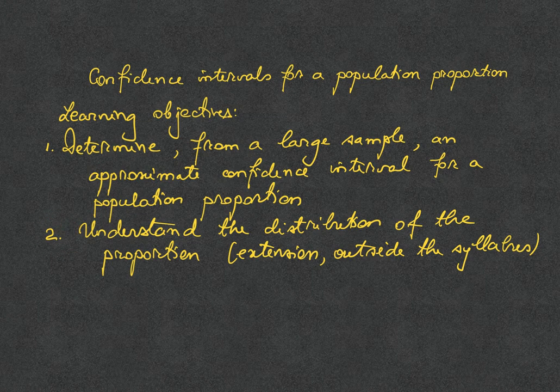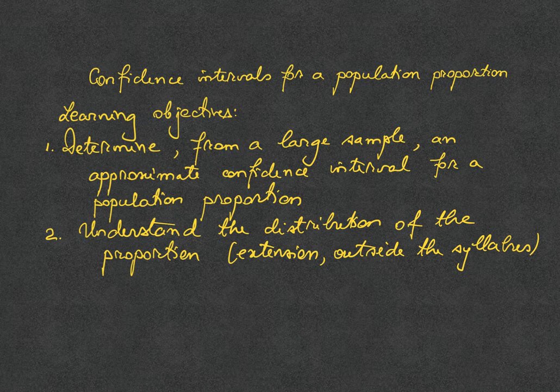The second learning objective is outside the syllabus, but as always it is good to know where the results come from. So in the first learning objective, we are going to use the distribution of the population proportion. But then here we are going to prove why the distribution is the one that we claim and use in part 1.